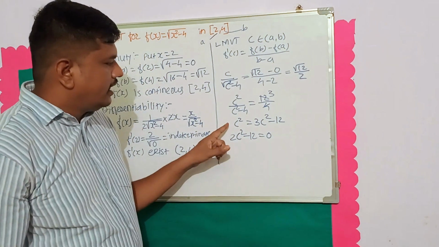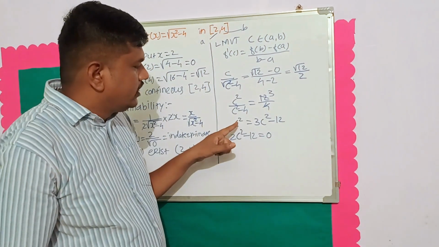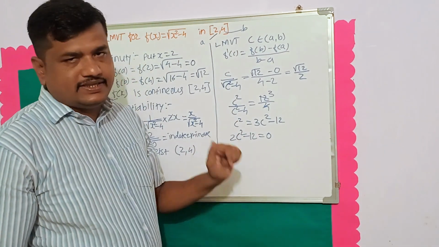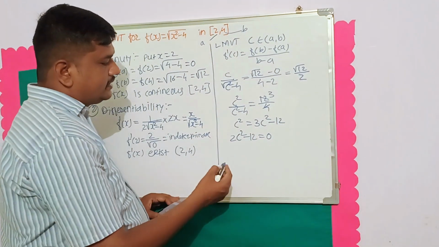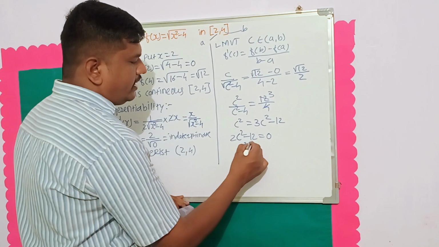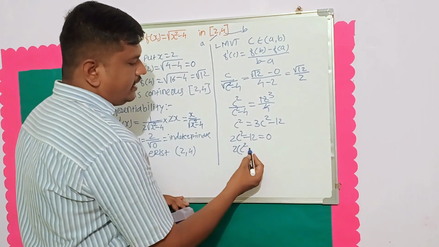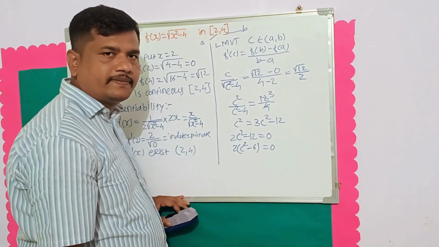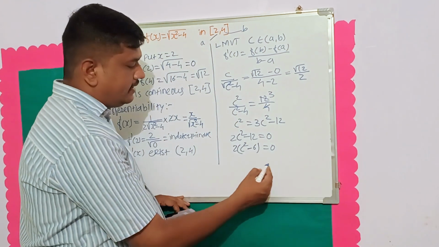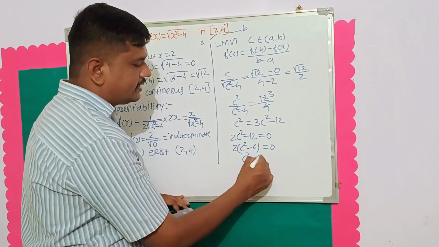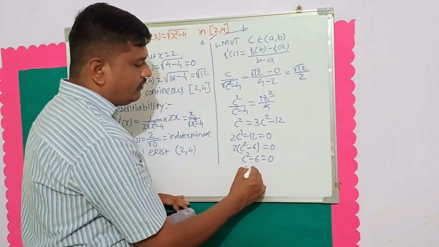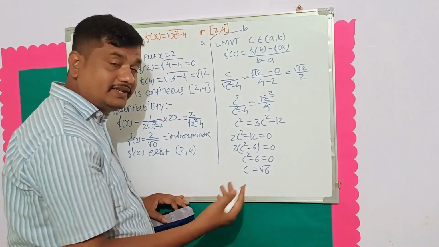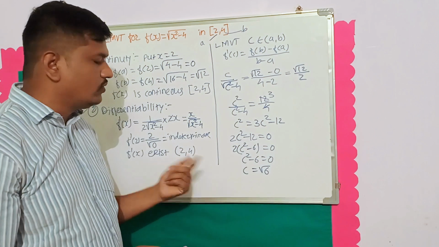See what I have done, I have taken this c square to the other side, so here it will remain 0, and 3 c square minus c square will be 2 times c square. Now if I take 2 common, I'll get c square minus 6, and it is equal to 0. Finally I'll get c square minus 6 is equal to 0, and c will be root of 6. Because if I take minus 6 to the other side, it will be plus 6, and if I take the square root, it will be root of 6.